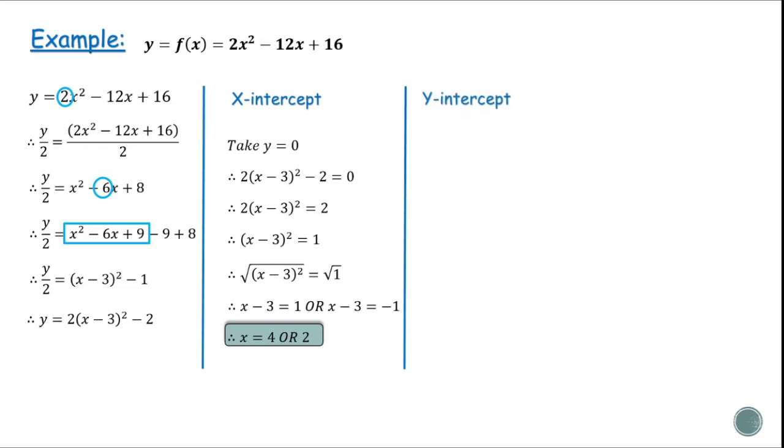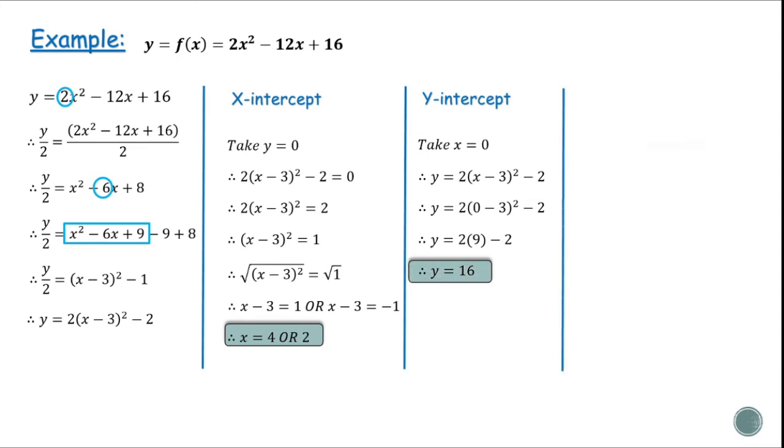Similarly, the y-intercept will be calculated by taking the value of x equal to 0, and that will give you the value of y equals 16. Once this is formed, the axis of symmetry can be calculated by taking the average of the zeros. Here the zeros are 4 and 2, obtained by calculating the x-intercept, and that results in the equation x is equal to 3. This is your axis of symmetry's equation.